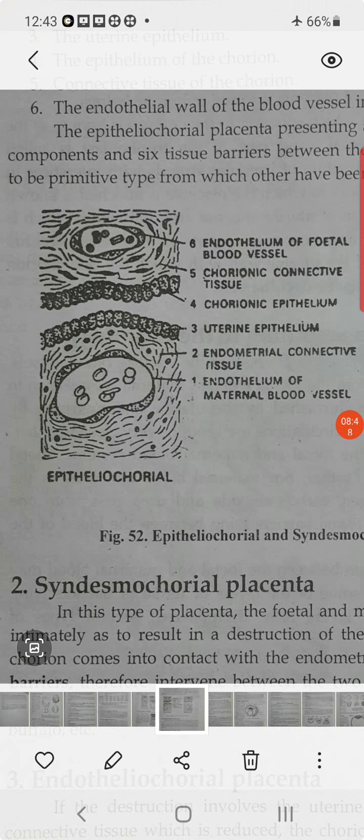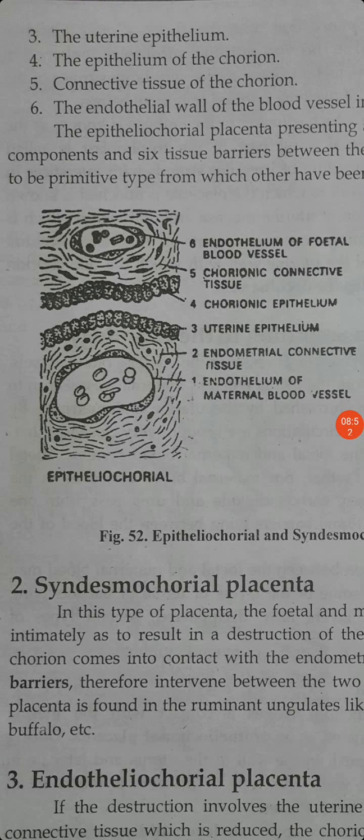So here the 6 layers of tissues lie between the fetal and maternal blood streams. See the diagram here, epitheliochorial placenta. It is very easy, only you keep in mind this name. Second one, that is the syndesmochorial placenta.